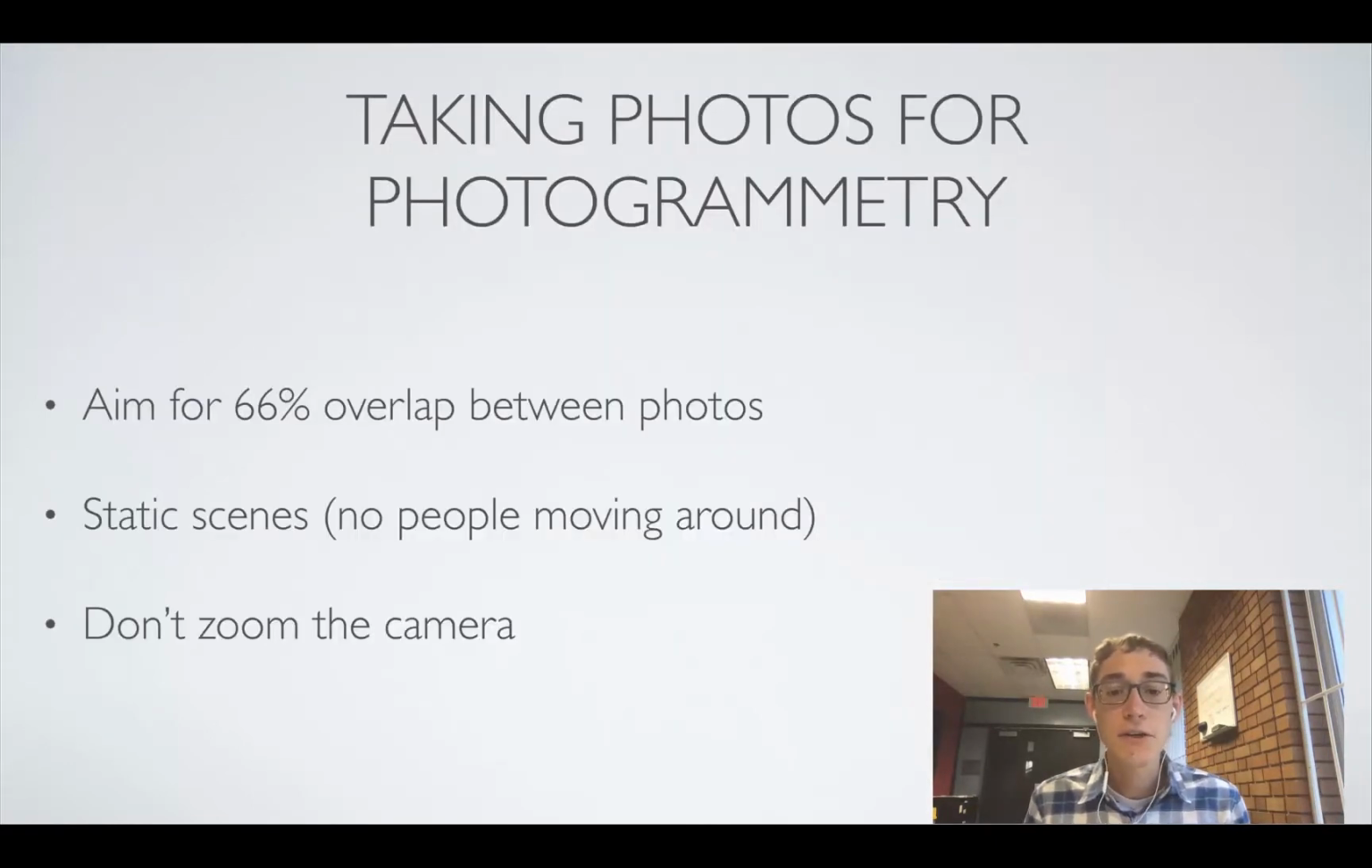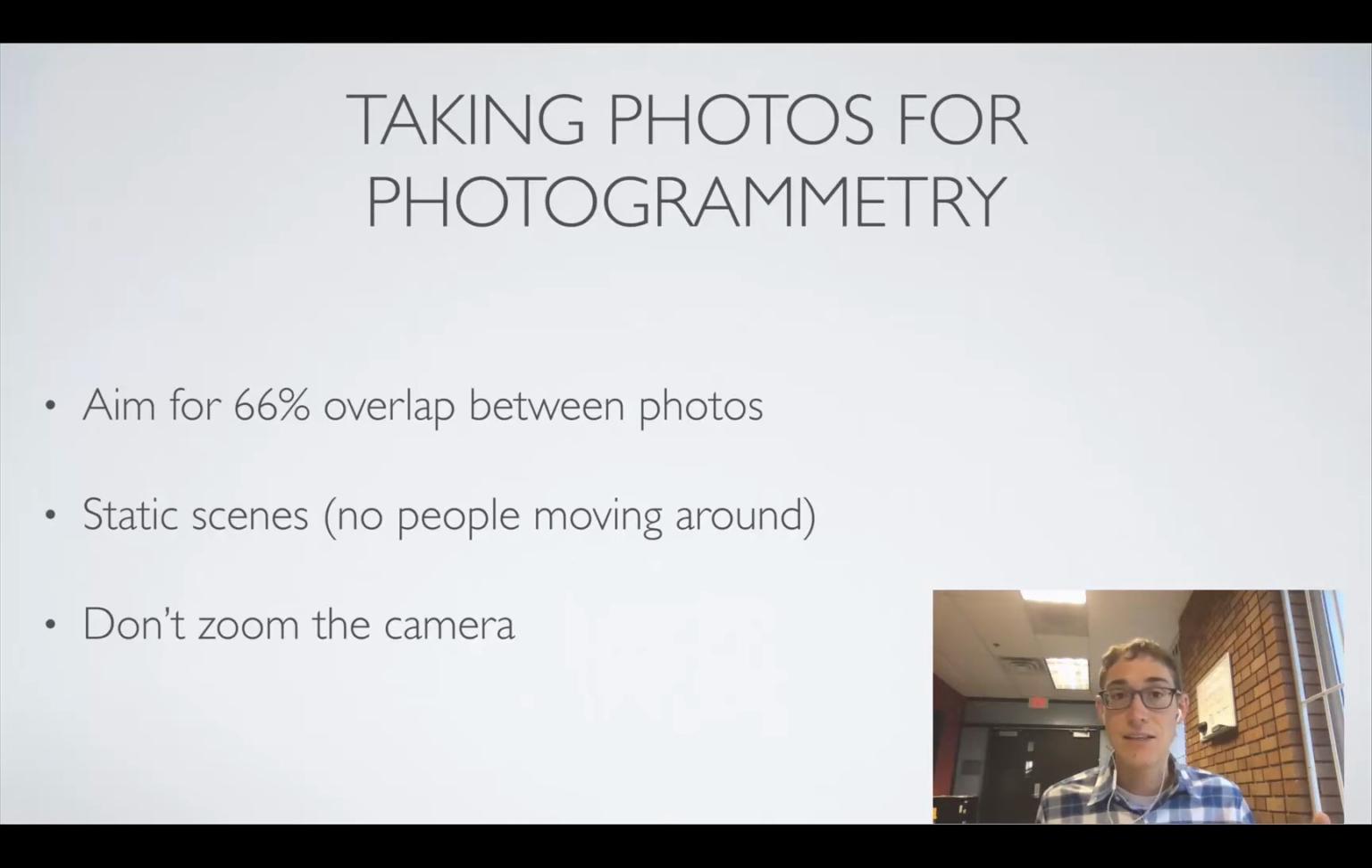To take photographs for photogrammetry, there's really only three things you need to keep in mind. First, you need overlap between photos. We usually say about 66% overlap between the photos, so you take a photo and move, take a photo and move, or if you're moving around something, aim for a lot of overlap.